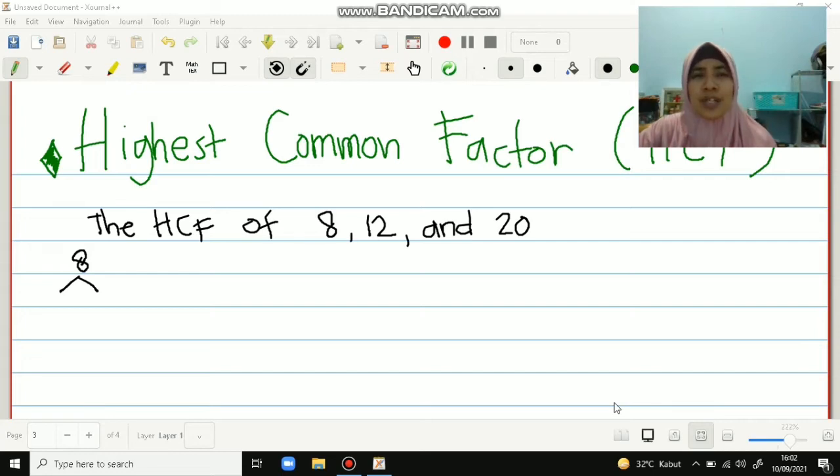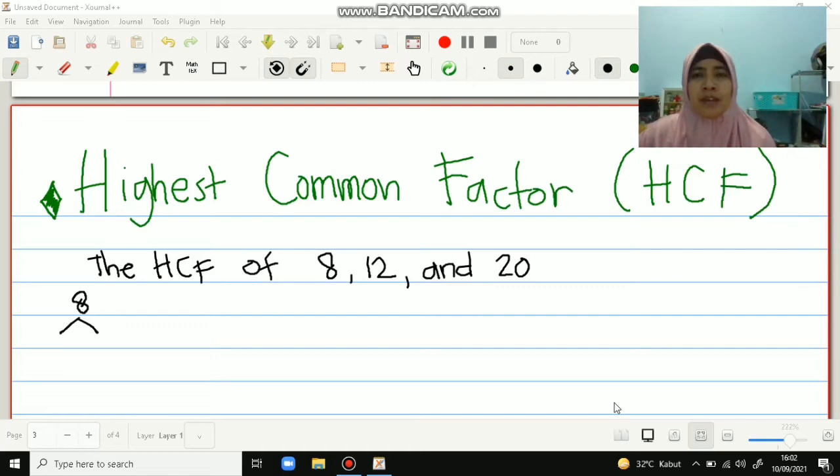Okay, now let's go to the highest common factor, or HCF. HCF is the common factor of some numbers that is the highest one. Let's say we will find the HCF of 8, 12, and 20. So first we have to check all the factors belonging to 8, 12, and 20. Then we find the common ones and then choose the highest common one. Okay, let's check the factors.